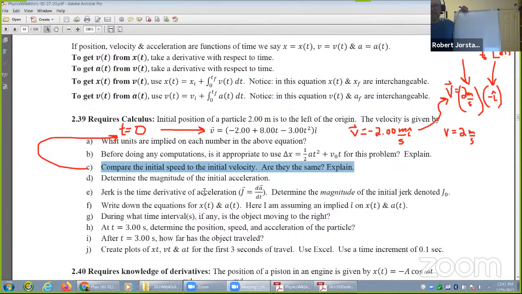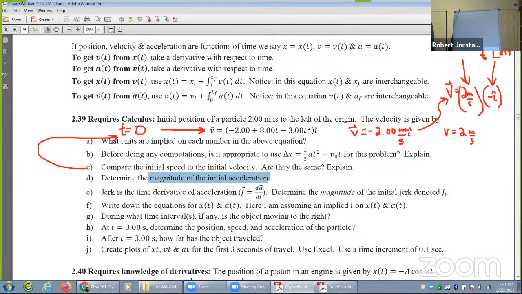Figure out the magnitude of the initial acceleration. Let's go ahead and do that. All right.